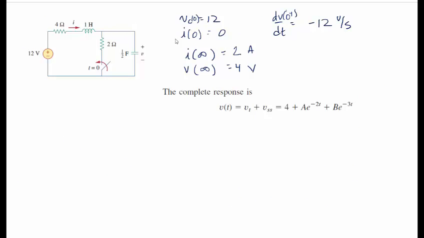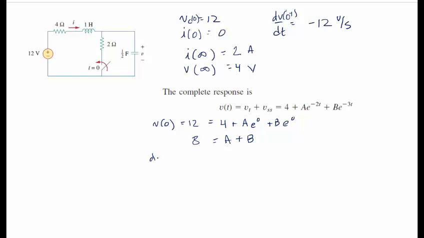I wrote all the initial conditions and final conditions that we have found so far at the top of this slide, because you don't have a whole board to look at right now. And then the complete response repeated from the previous slide is right here. So we want to find the unknown constants A and B. So v at 0, which was 12, equals 4 plus A e to the 0 plus B e to the 0. So we get A plus B equals 8.